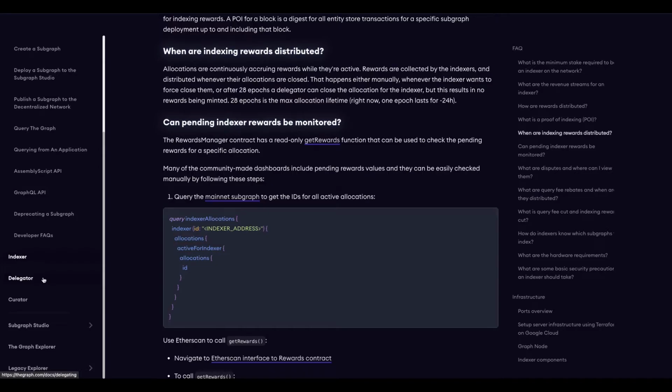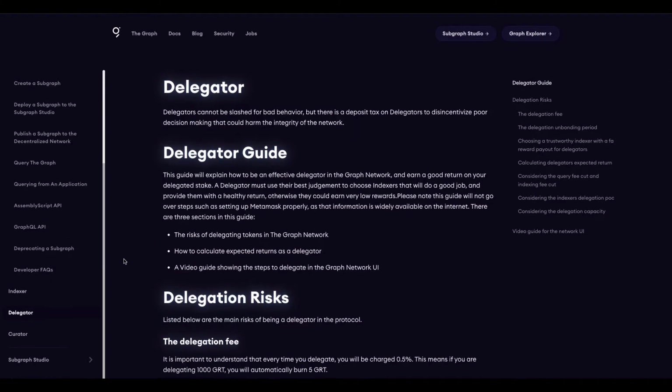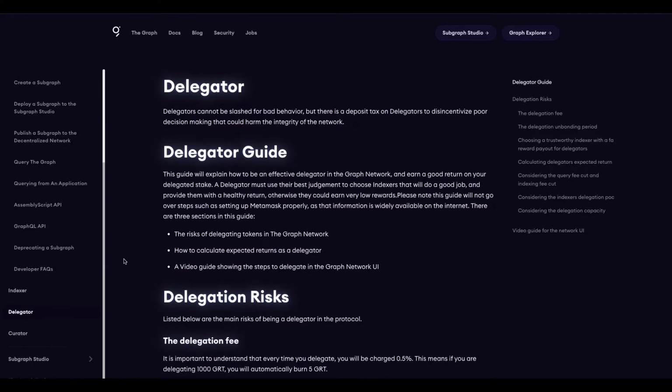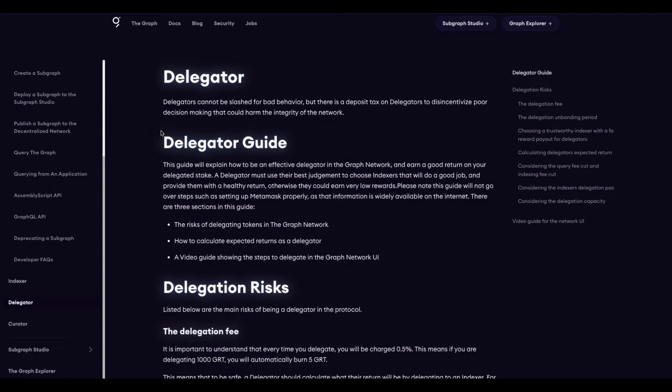Next is Delegator, and this is probably the one that you can get into as an investor, such as myself, which I will show. So basically a delegator is a different name for being a staker, in this case locking your GRT.